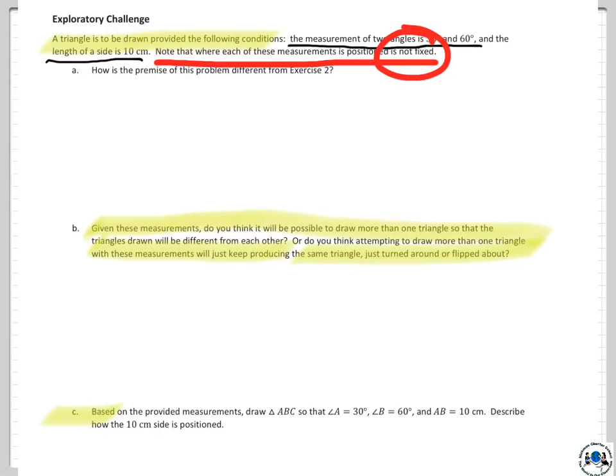Okay, so we'll start off with the triangle we're going to draw for letter C here. So based on the provided measurements, draw triangle ABC. Okay, so angle A equals 30 degrees, angle B equals 60 degrees, and then segment AB equals 10 centimeters. And then you're going to go ahead and describe how the 10 centimeter side is positioned. So I'm going to go ahead and show that to you right now.